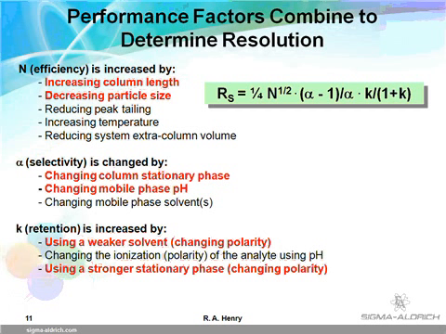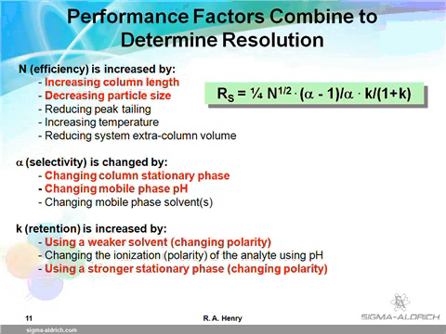A combination of change in length and particle size may be optimum, or one can try to achieve even more selectivity. If peaks are tailing, the best way to improve N very significantly may be to reduce tailing by changing the column or operating conditions. Higher operating temperature and reduced dispersion volume can also improve the N term.